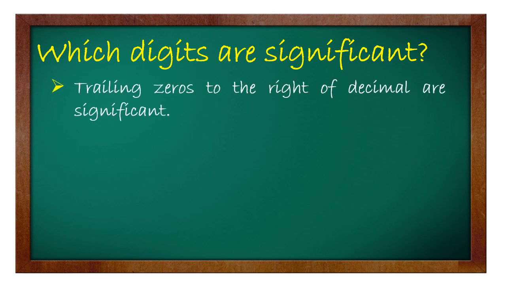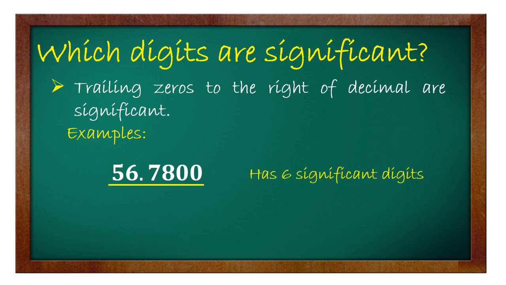Another rule that we have is trailing zeros to the right of decimal are significant. So, ibig sabihin, sa decimal part natin, sa right sides o sa bandang dulo, kapag may zero tayo, considered siya as significant. For example, 56.7800. So, kung mapapansin mo, meron tayong dalawang zero sa right side ng decimal part natin. So, ibig sabihin, considered silang significant. So, we have a total of 6 significant digits.